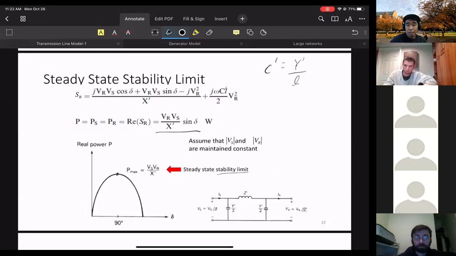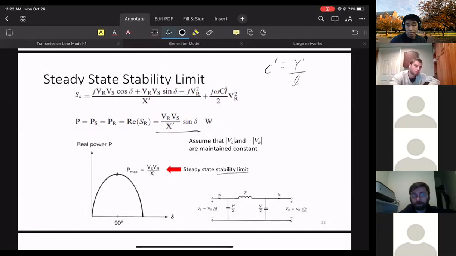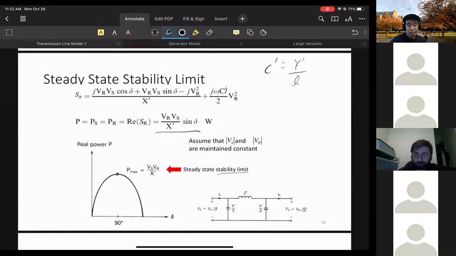Any more questions? Maybe one more question, for number six on the homework. We would want to convert everything to a single per-phase circuit, meaning we want to get everything line to neutral, because the values given are line to line. Wait a minute, let me take a look at the homework. Either way is fine.